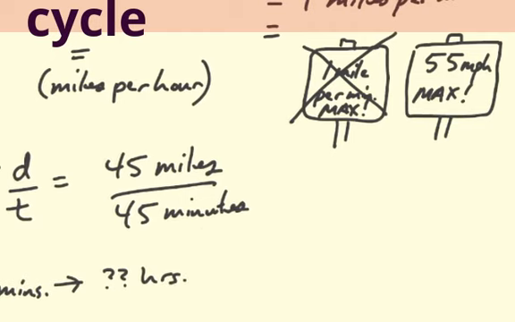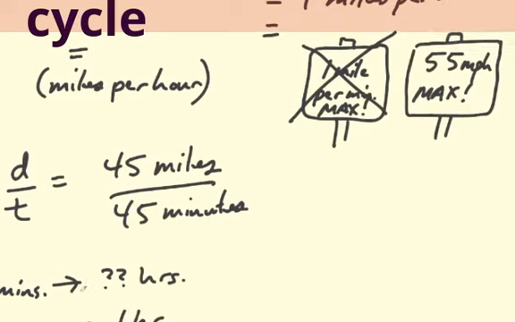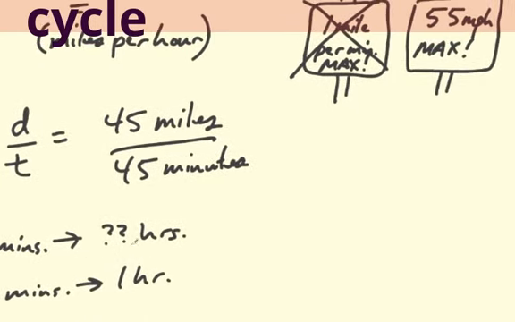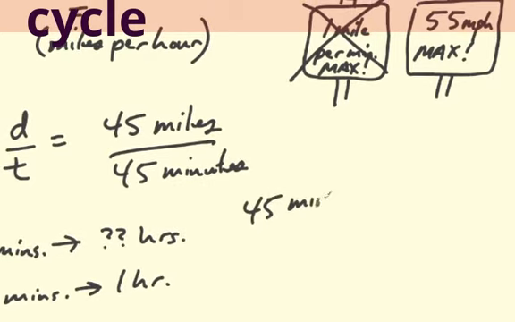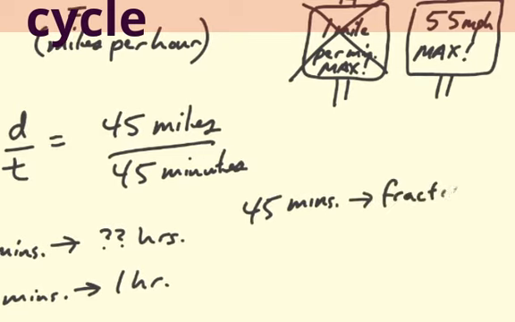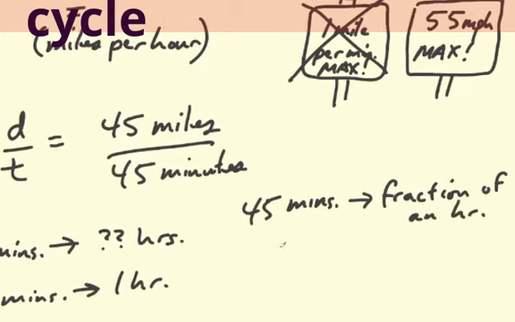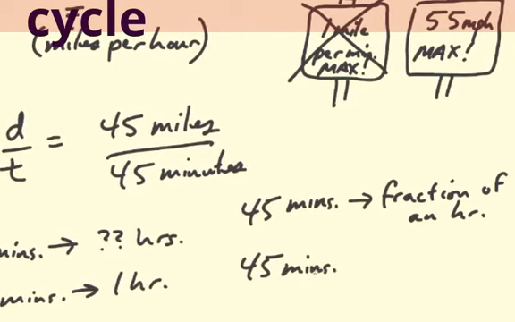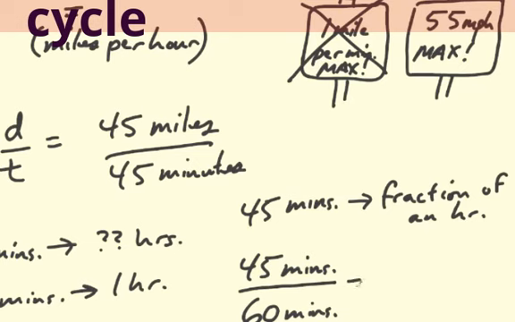If I know that 60 minutes is 1 hour, then 45 minutes should be a certain fraction of an hour. 45 minutes is a fraction of an hour, and we'll figure out how much of a fraction of an hour. Okay. So 45 minutes divided by 60 total minutes should give me the fraction of an hour.